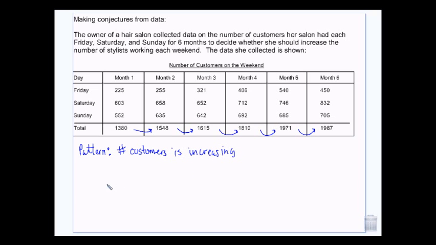Our conjecture is what? She wants to know if she should increase the number of stylists. What do you think? So the conjecture is she should increase the number of people.